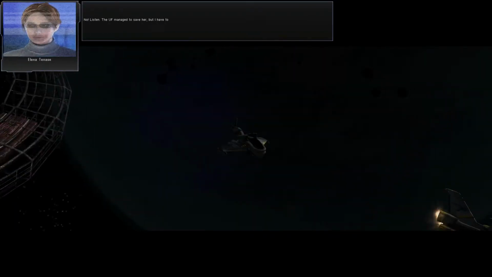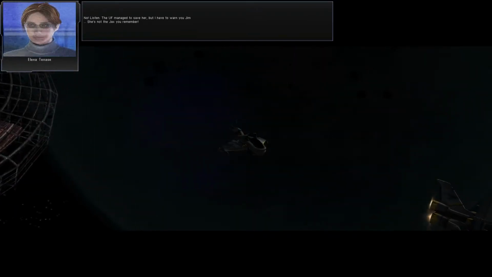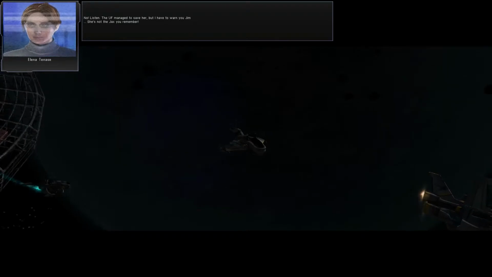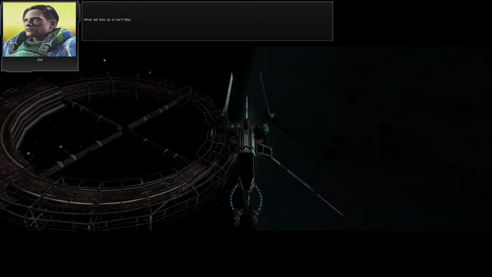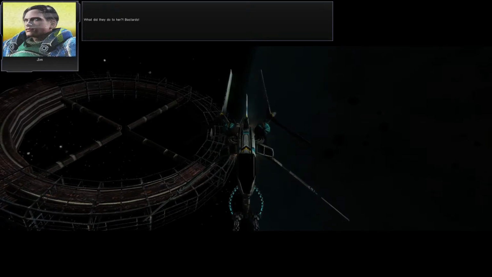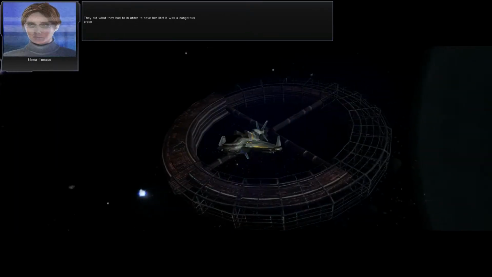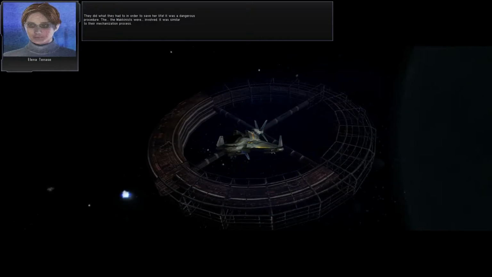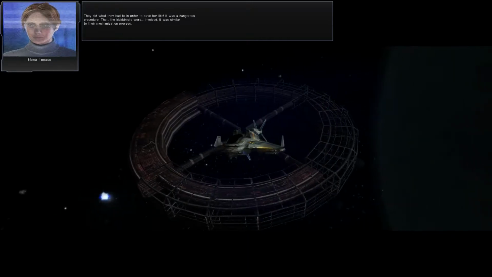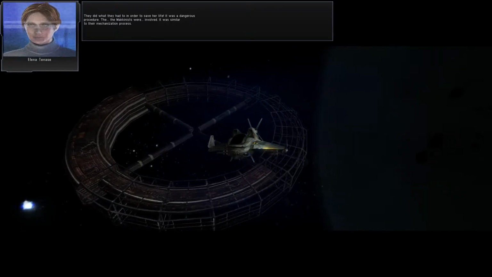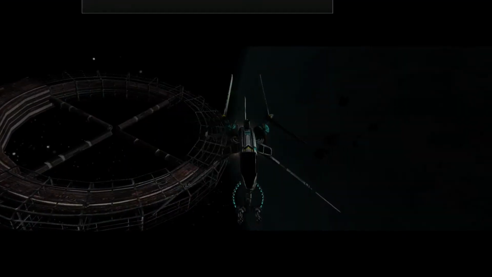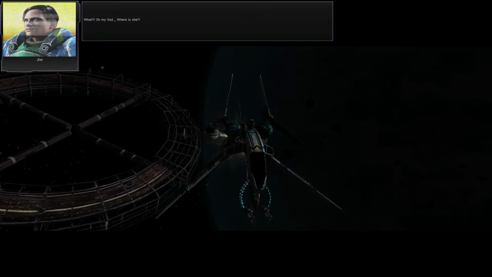No, listen. The UF managed to save her, but I have to warn you, Jim. She's not the Jax you remember. What did they do to her? Bastards! They did what they had to do in order to save her life. It was a dangerous procedure. The Machinists were involved. It was similar to their mechanization process. What? Oh my God, where is she?